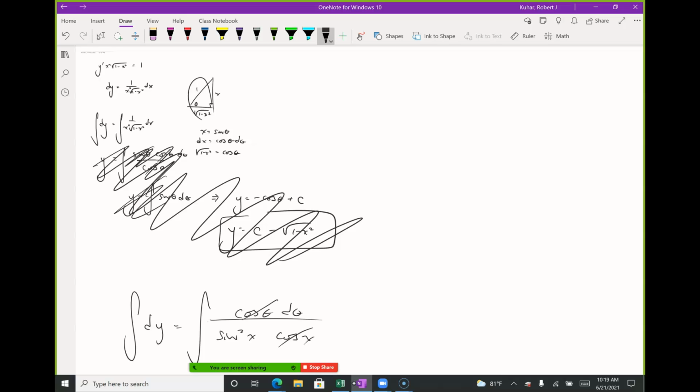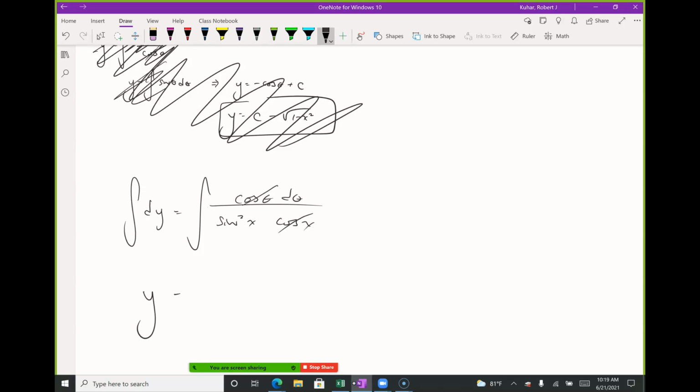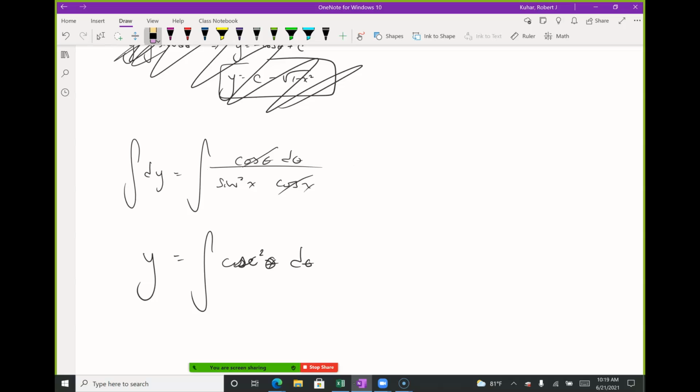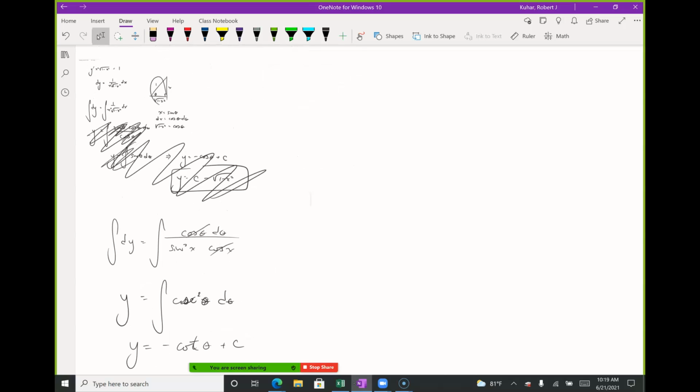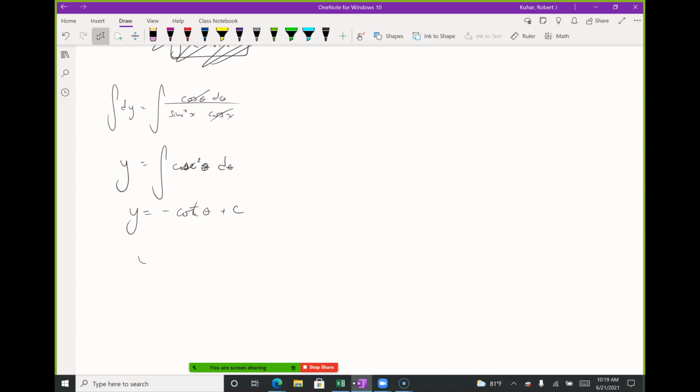So those cosines cancel, and I get y equals the antiderivative of cosecant squared. That's the one I gave last semester. I thought that looked a little bit too easy. And what's the antiderivative of cosecant squared? Negative cotangent. Nice. So y equals negative cotan of theta plus c. And then the cotan is going to give me what? The square root of 1 minus x squared over x. So y equals negative square root of 1 minus x squared over x, plus c.